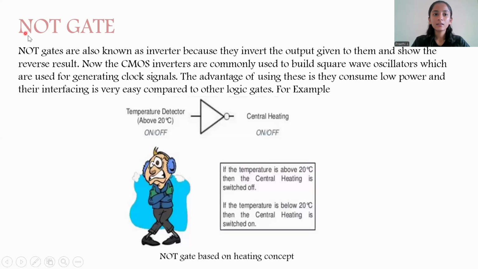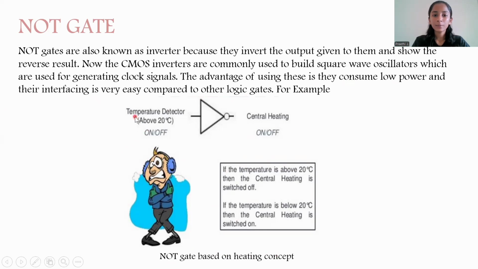And now let's see the application of the NOT gate. NOT gates are also known as inverters because they invert the input given to them and show the reverse result. Now the CMOS inverters are commonly used to build square wave oscillators which are used for generating clock signals. The advantage of using these is they consume low power and their interfacing is very easy compared to other logic gates.